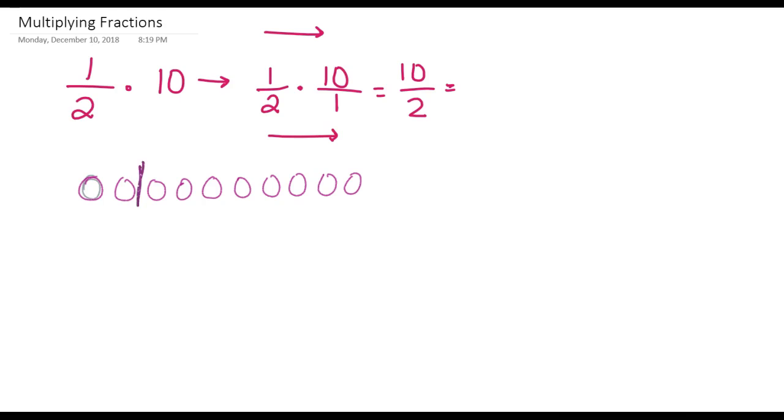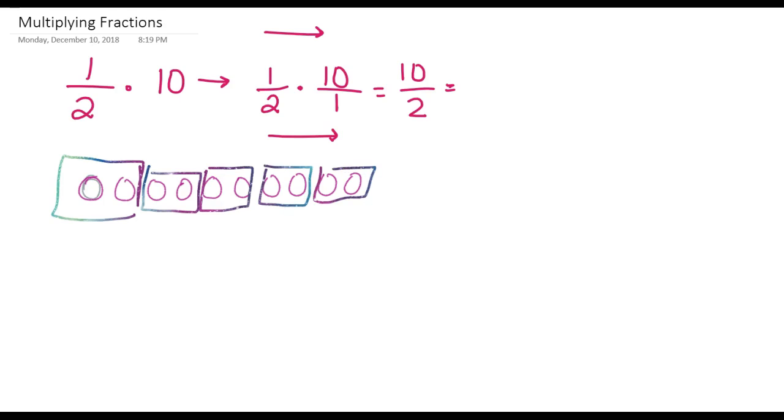So that's going to go, here's one group of 2, here's another one, and another one, and another one, and another one. And so we have an even group. So that's 1, 2, 3, 4, 5. So that means we have 5 groups of 2 to make 10.